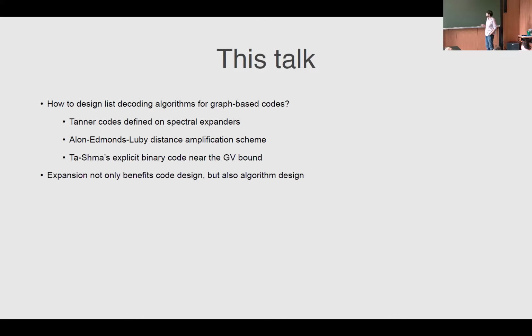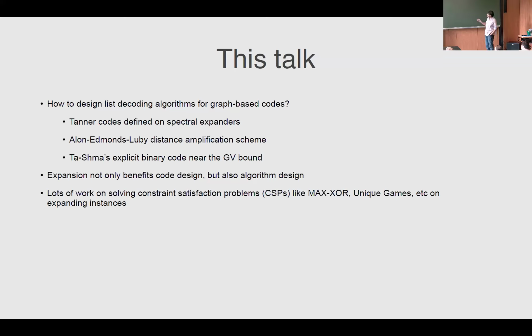The idea is that in all of these cases, expansion not only benefits code design, but also the associated algorithm design. And these two sort of go hand in hand. The same thing that allows you to argue about distance, etc., also allows you to talk about algorithms.